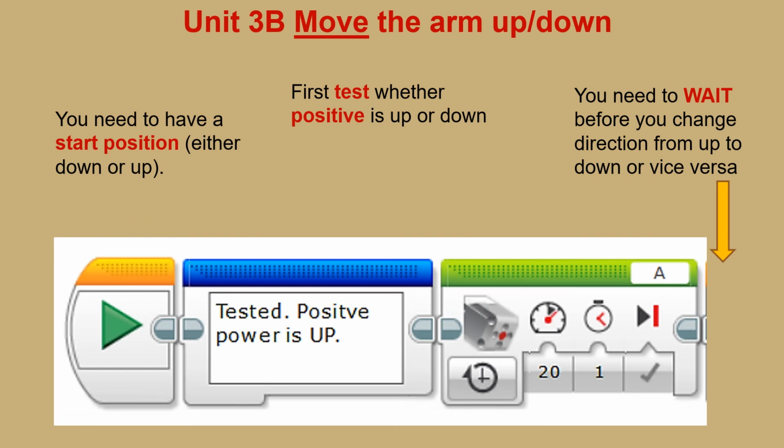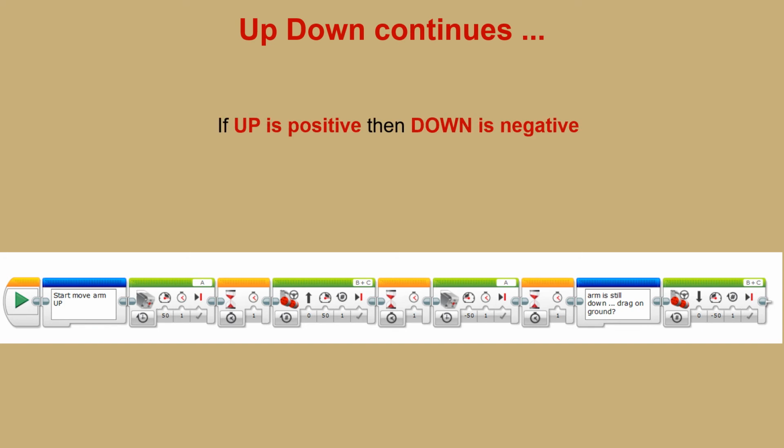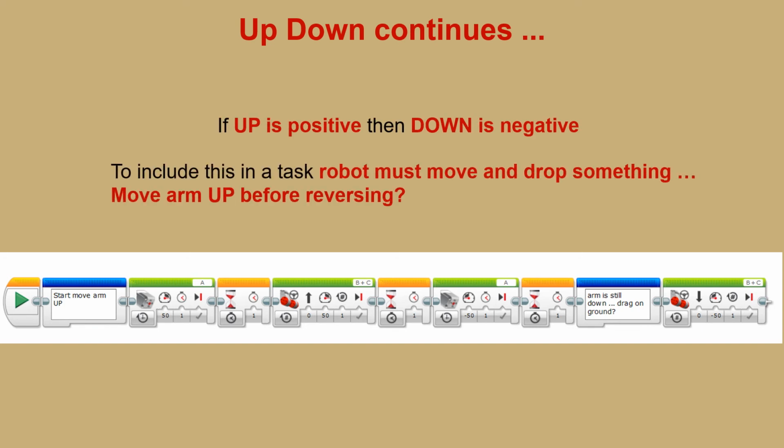If I can just add here that it is with time. So the functioning of an arm is always on time because time passes. You need to make sure that your robot can perform all the programming that is required. All right, shall we continue the up-down? So if up is positive and down is negative, then you need to include in the task that the robot must be able to move, to drop something, and then move the arm up. You cannot leave the arm down because then it drags on the surface, and that is just delaying or adding friction for the movement of your robot.